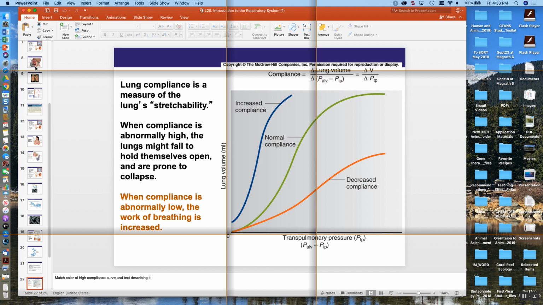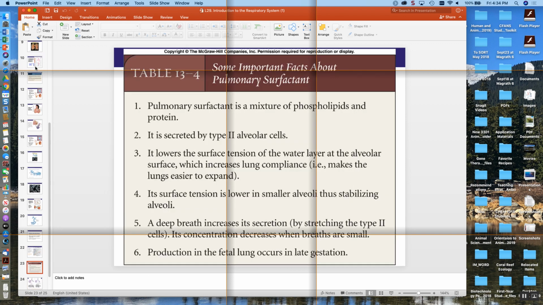Okay. Going back to surfactant, it is a mixture of phospholipids and proteins secreted by alveolar type 2 cells, and it lowers the surface tension specifically in the smaller alveoli, okay? It makes the lungs easier to expand, but it has a greater effect on smaller alveoli. Surface tension is lower in the smaller alveoli, stabilizing the alveoli. Deep breaths help increase the secretion of surfactant. And again, production in fetal lung occurs in late gestation.